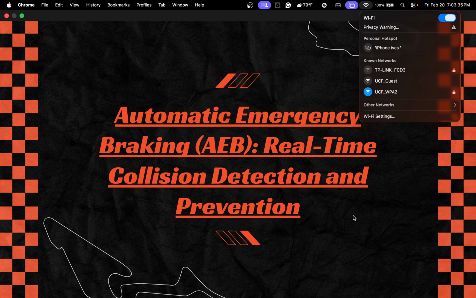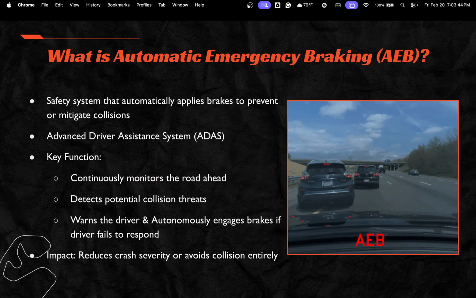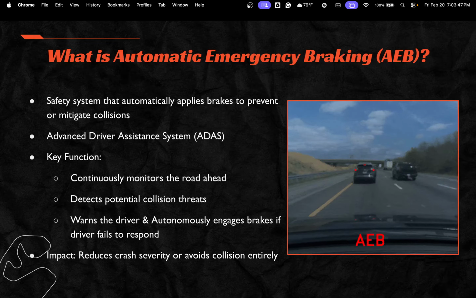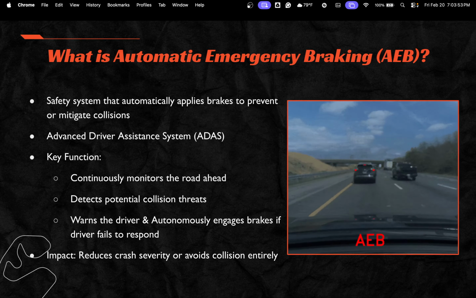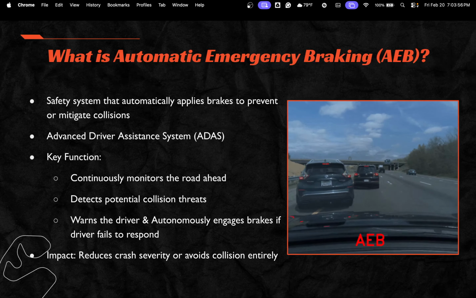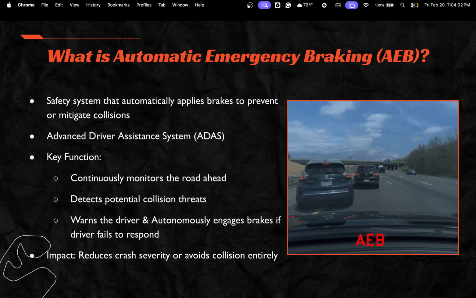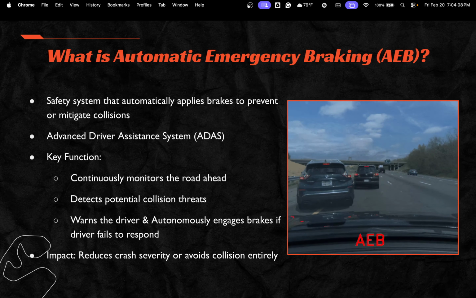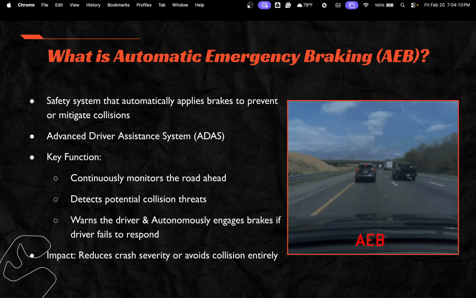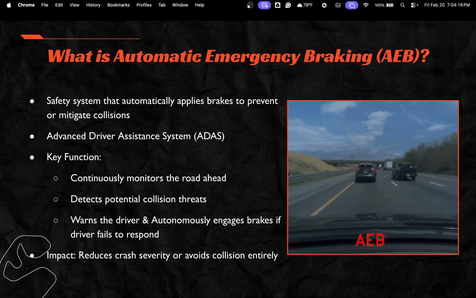All right, automatic emergency braking, which is also known as AEB. So what is automatic emergency braking? I'm sure everyone here has used a vehicle, and most vehicles nowadays, even some of the old ones, have some form of AEB system where you could be driving and you are about to collide with a car in front of you, and you don't hit the car because the system kicks in and it brakes for you. So that's what an AEB system is, automatic emergency braking.